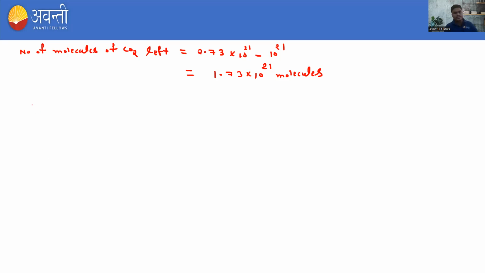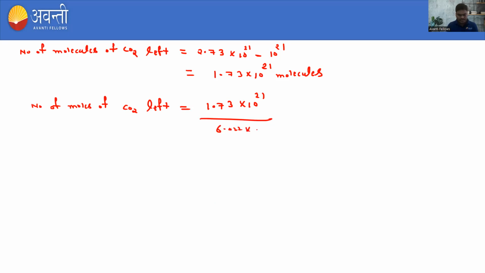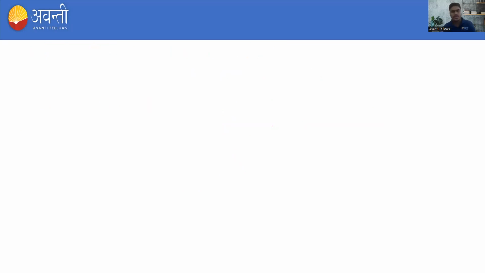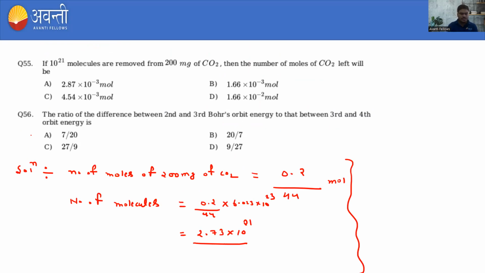So the number of moles of CO2 left is equal to 1.73 into 10 raised to the power 21 divided by 6.022 into 10 raised to the power 23. So on solving, you'll get 2.87 into 10 raised to the power minus 3 mole. So this is the value. This is the way to solve this question. Good. Now, let's see the next one, that is question number 56.